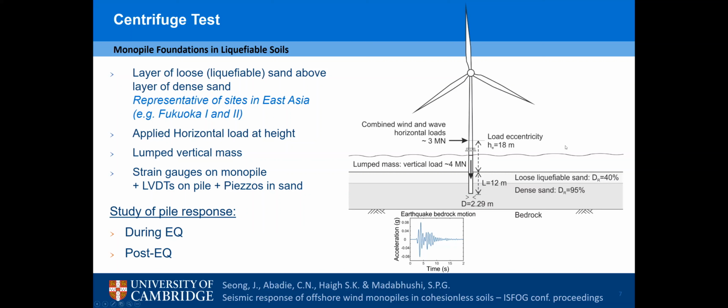And we applied a horizontal load at an eccentricity that will mimic the monotonic load that's applied on top of a wind turbine, but not concurrent to the earthquake. We used a lump mass to replicate the upper structure mass on top of the structure and its inertia, and then a set of strain gauges, LVDTs and piezo, to get some information about the response of our system.